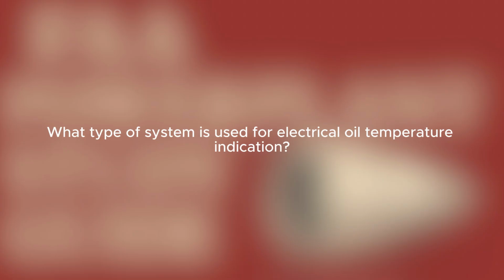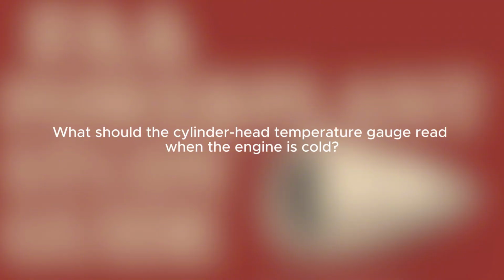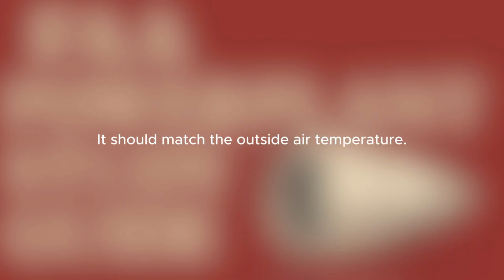What type of system is used for electrical oil temperature indication? A ratiometer type system that measures resistance changes in the temperature probe. What should the cylinder head temperature gauge read when the engine is cold? It should match the outside air temperature.